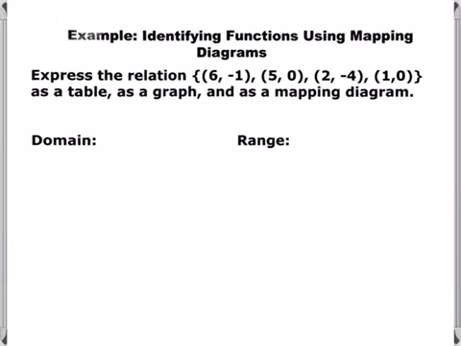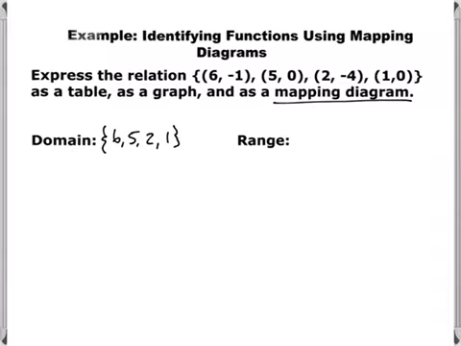Express the relation (6, -1), (5, 0), (2, -4), and (1, 0) as a table, as a graph, and as a mapping diagram. For this, we're only going to look at just the mapping diagram piece. So the first thing you want to do is identify the domain, and the domain is the list of values that represent your input or your independent variables. So in this case, it's 6, 5, 2, and 1.